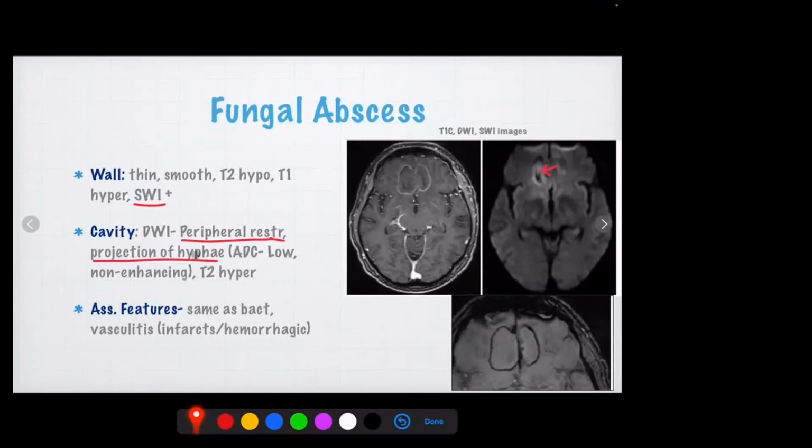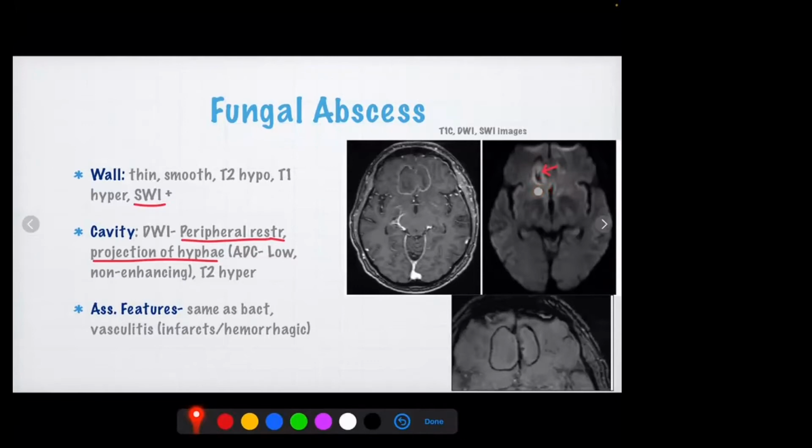Another important sequence for the fungal one would be DWI. As I mentioned, if there is a frank liquefied pus, it would be uniformly T2 hyperintense and diffusion restricting throughout the cavity I'm talking about. But in a typical fungal abscess, we would have a peripheral restriction because the activity is more in the periphery, and the center does not have so much of the fungal load.